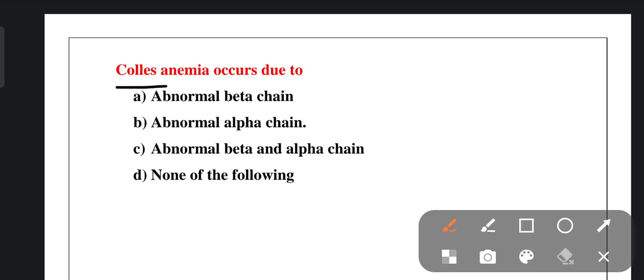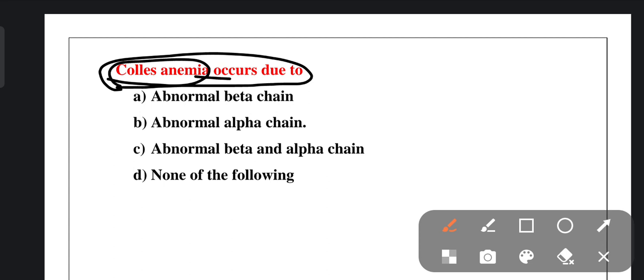So next we will see what Cooley's anemia occurs due to. What is the cause of Cooley's anemia? Cooley's anemia is one type of anemia. Anemia is nothing but a reduction or decrease of hemoglobin in the blood. That is called anemia. So in that there is Cooley's anemia. What is the reason for the occurrence of Cooley's anemia?